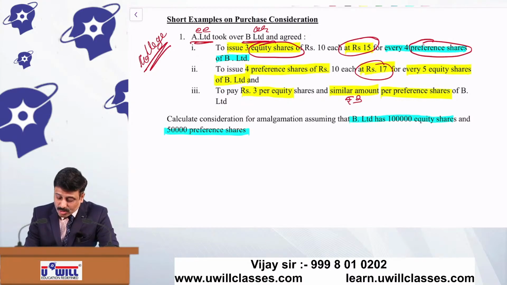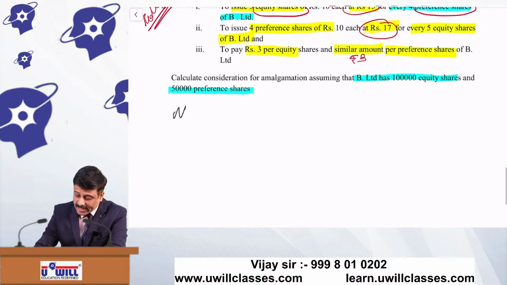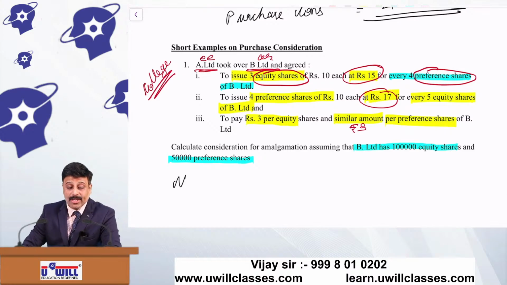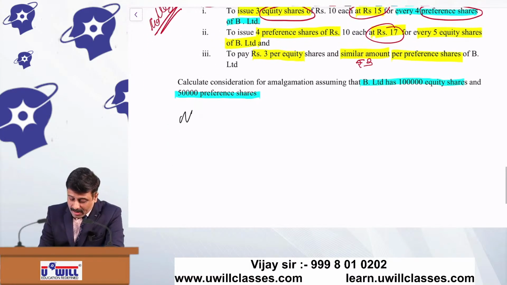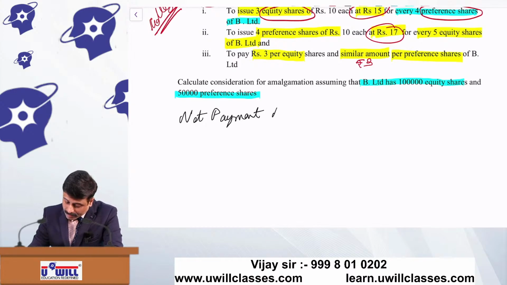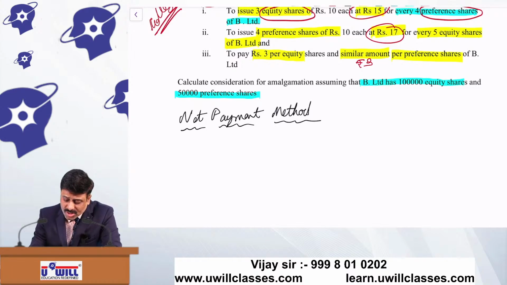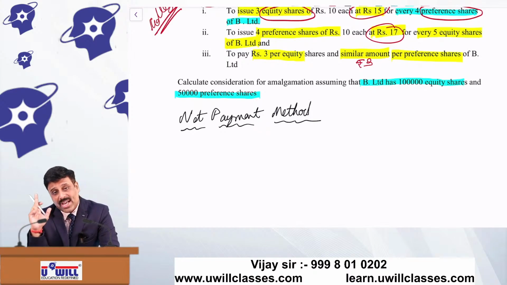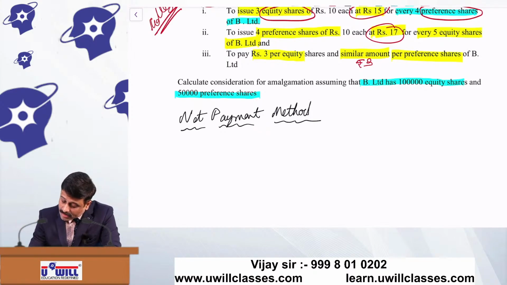So as I said to you, this is also the net payment method. How to do it? 2 different modes of payment are given. If we solve it, all of you can take a screenshot if you want and then solve it. If we go by the net payment method, then there are 3 modes of payment: one is equity shares, second is preference shares, third is cash. And all these 3 modes of payment are going to shareholders only. First we take up the mode of payment in the form of equity shares.